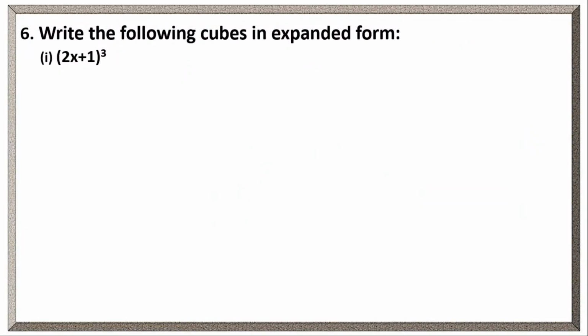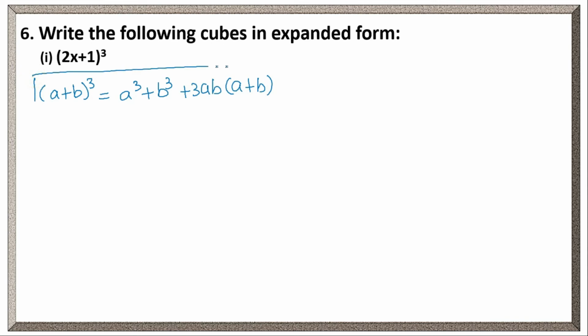So let's see the sixth problem. Write the following cubes in expanded form. Here in the first bit we have (2x + 1) whole cube, which is in the form of (a + b) whole cube, equal to a cube plus b cube plus 3ab into (a + b). This is the identity we have.